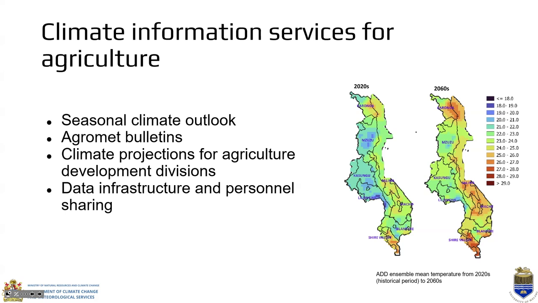At the same time, we are also providing climate projections for the agriculture sector, particularly the 8 agricultural divisions in the country. We have been generating the climate projection for each division in order for sectors within the division to make use of it in planning ahead for mitigation as well as adaptation, in relation to how climate is going to impact various economic activities within the basins. And at the same time, we are also sharing the data as well as the personnel.